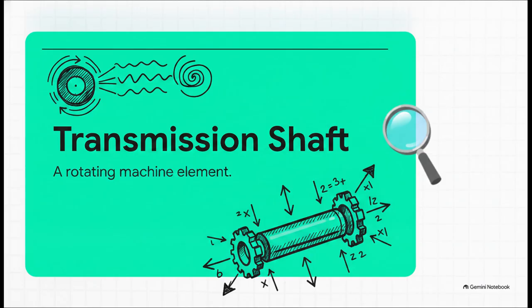Let's establish a formal definition. A transmission shaft is a rotating machine element, fundamentally circular in cross-section, that transmits power, motion, and torque. But here's the crucial takeaway as we get deeper into machine design. A shaft is absolutely not just a spinning metal rod. It's a meticulously calculated structural element that has to handle some incredibly complex simultaneous loads.